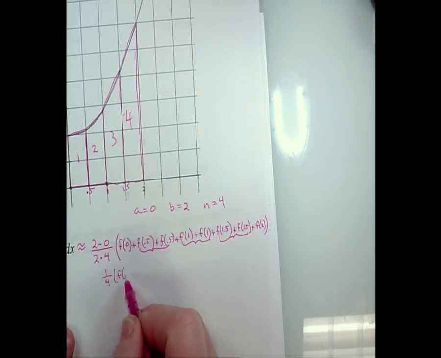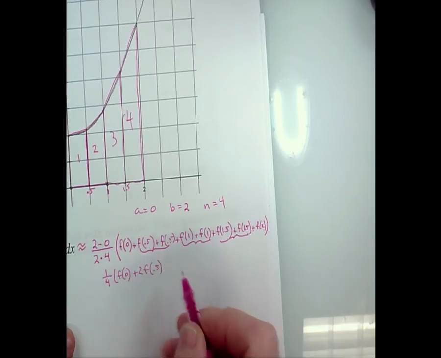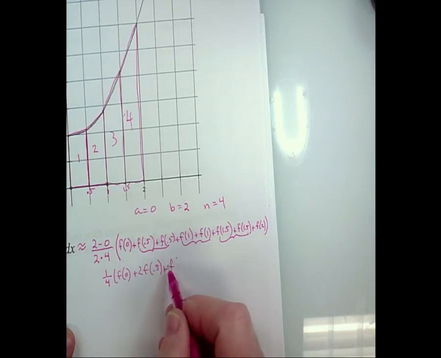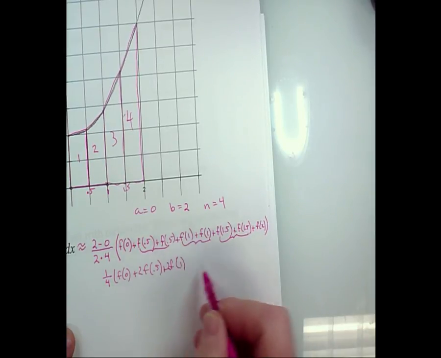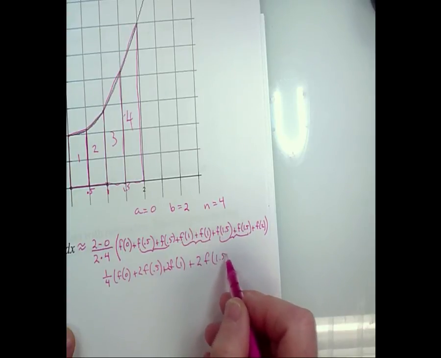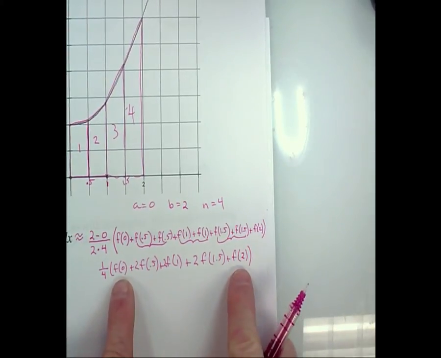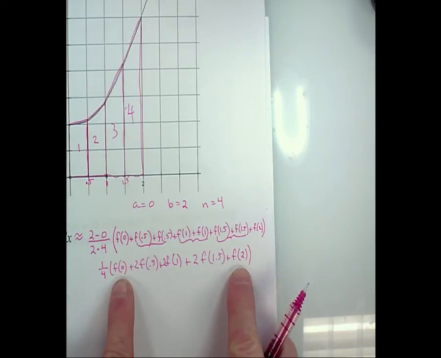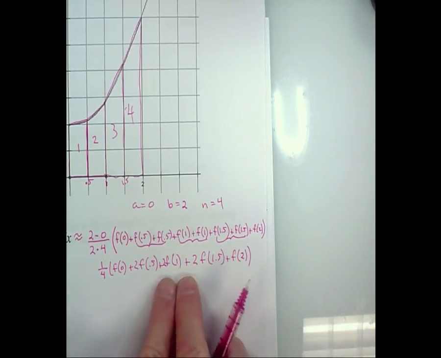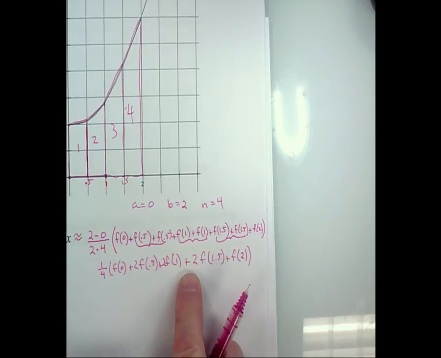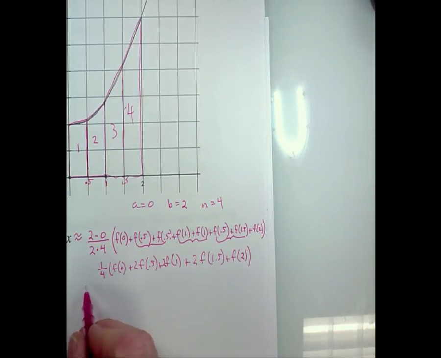f of 0 plus 2 times f of 0.5 plus 2 times f of 1 plus 2 times f of 1.5 plus f of b. Because the beginning and the end don't share a side, do they? But all these middle ones will get multiplied by 2. Is that making sense? So this is where I'm going to need a little help with your calculator.